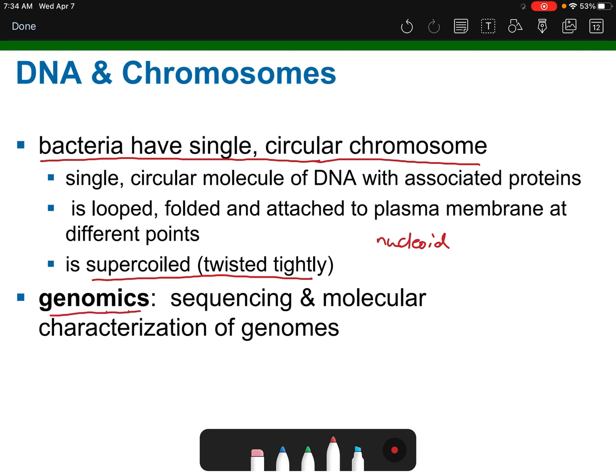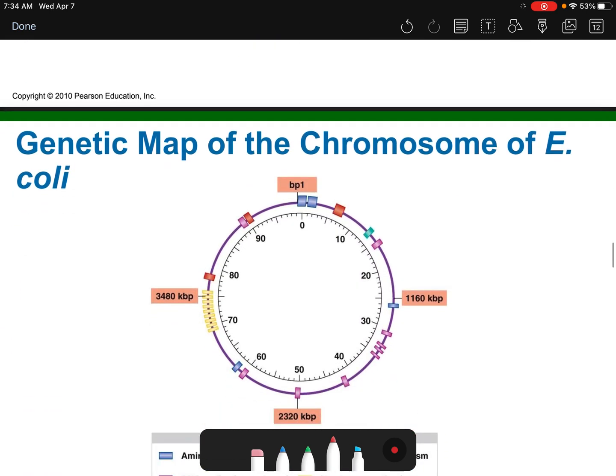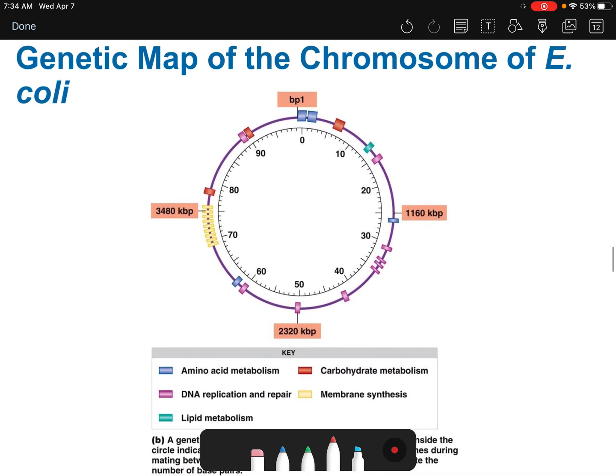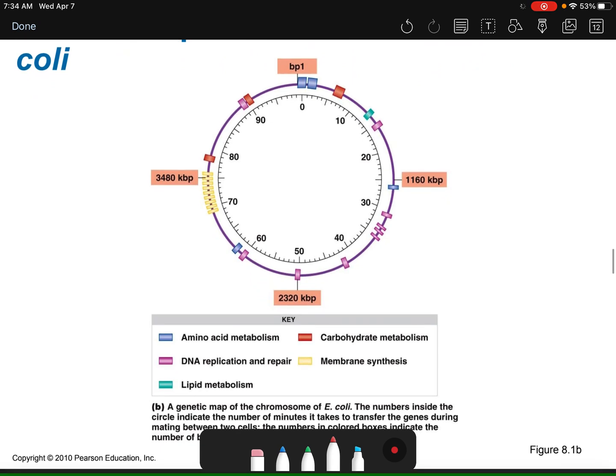And then genomics is the sequencing and molecular characterizing of the different genomes of different organisms. So here's where they've sequenced a genetic map of E. coli, and they've used little color-coded things there to show where proteins for carbohydrate metabolism and amino acid metabolism are found on this singular circular chromosome.